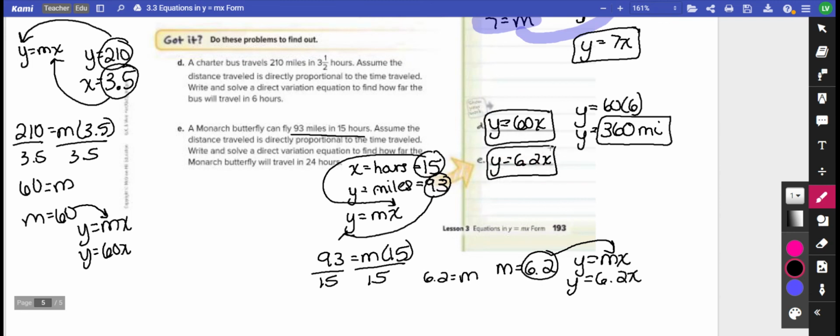So that's my equation. Now it's asking to find how far the monarch butterfly will travel in 24 hours. Well, I know that 24 hours represents my x value. So y equals 6 and 2/10 times 24. So that gives me y equals 148 and 8/10 miles. So in a 1 day period, in 24 hours, the monarch butterfly travels 148 and 8/10 miles.